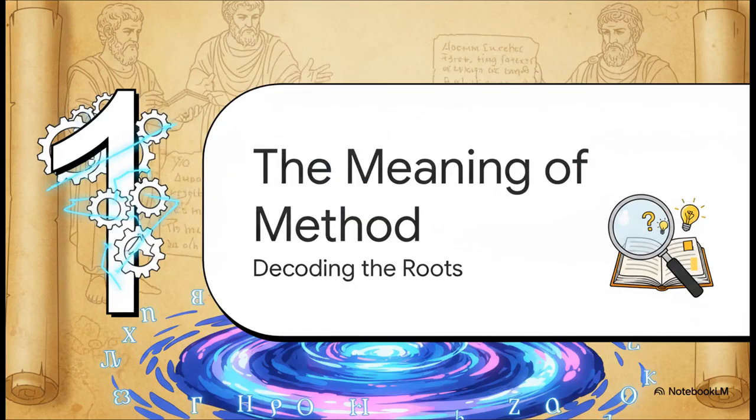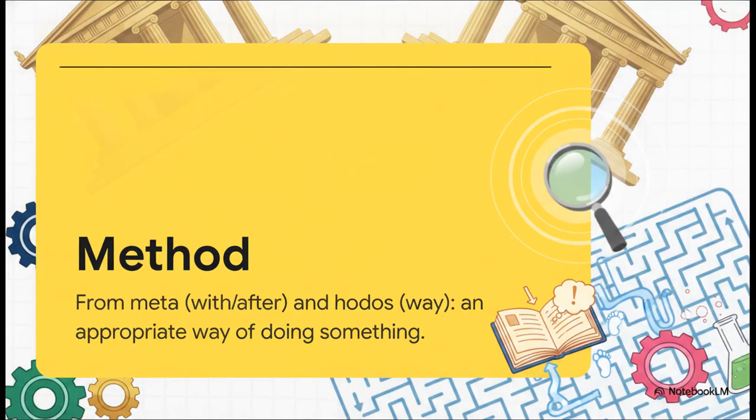The meaning of method. Decoding the roots. To really kick things off here, let's think like linguists for a second. Where does the very concept of a research method actually come from? Well, if we do a little etymological detective work, it traces all the way back to ancient Greek. It's actually a mashup of two root words, meta, meaning with or after, and hodos, meaning way. Put them together, and method literally translates to an appropriate way of doing something.